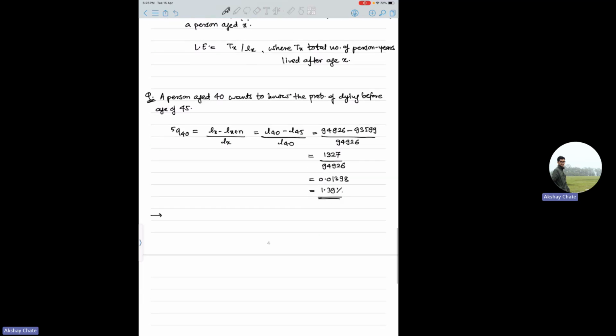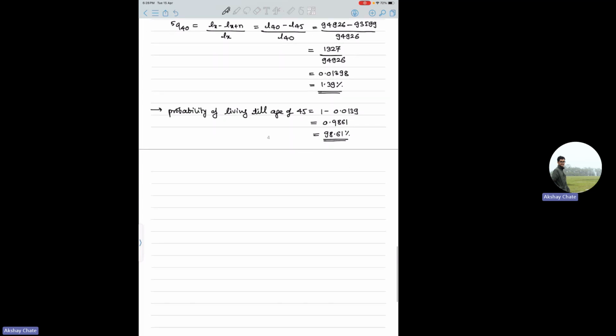They can ask one more question: what is the probability of living till age 45? That will be 1 minus this number, so 1 minus 0.0139, which is 0.9861. So basically it is 98.61% possible that you will live for the next 5 years. So this kind of question they can ask.